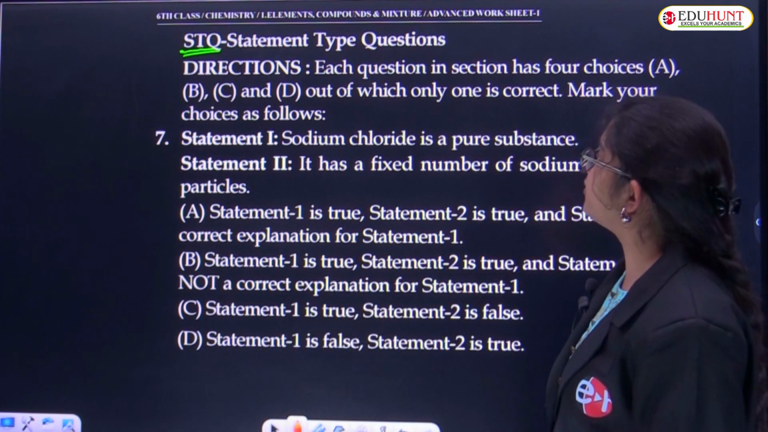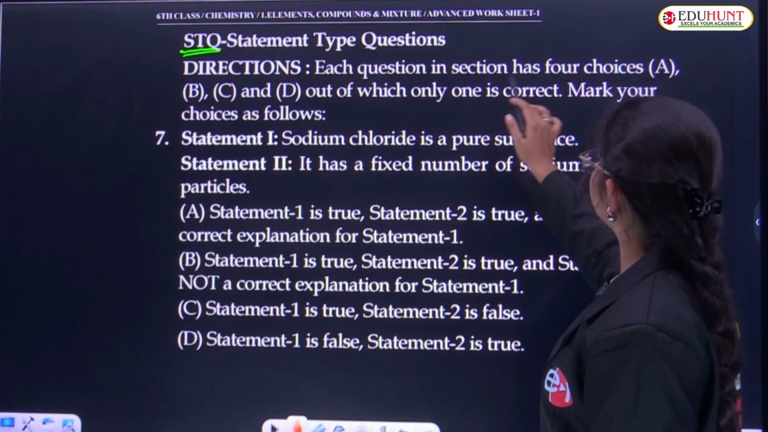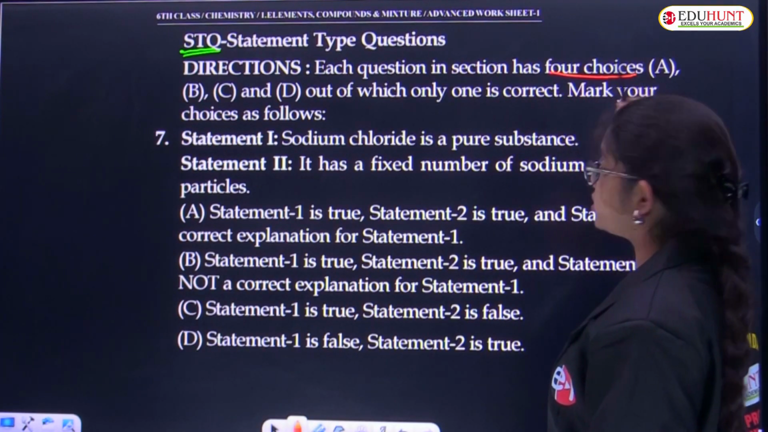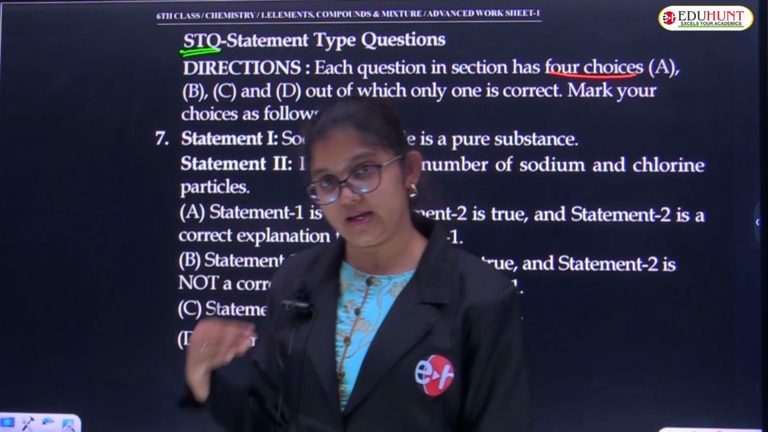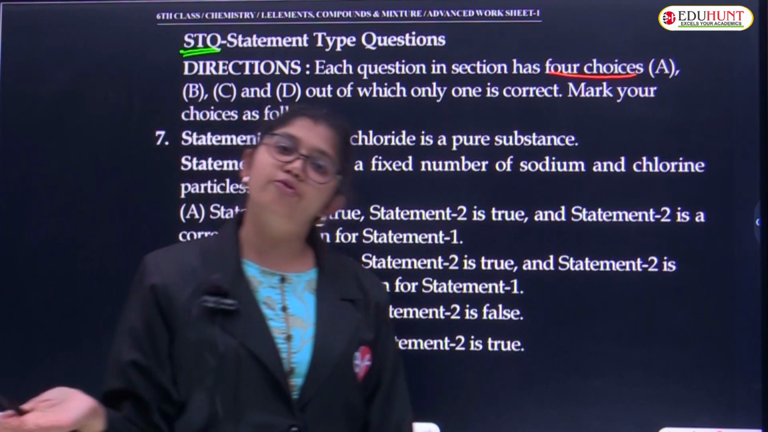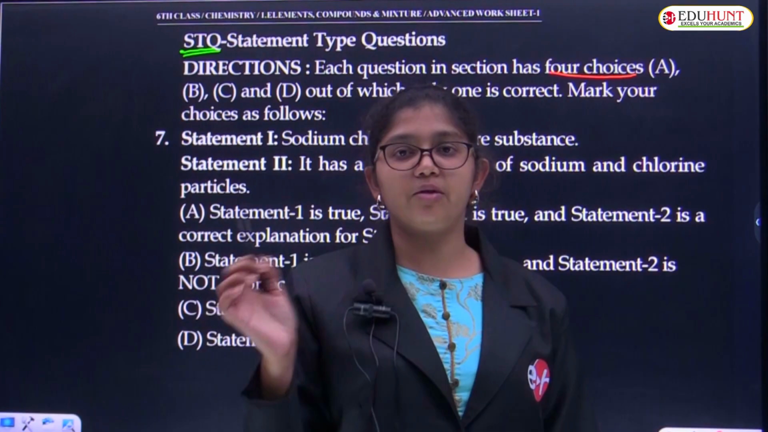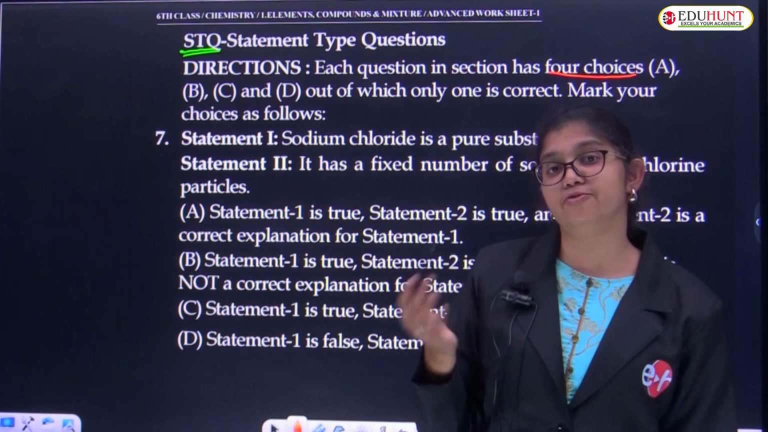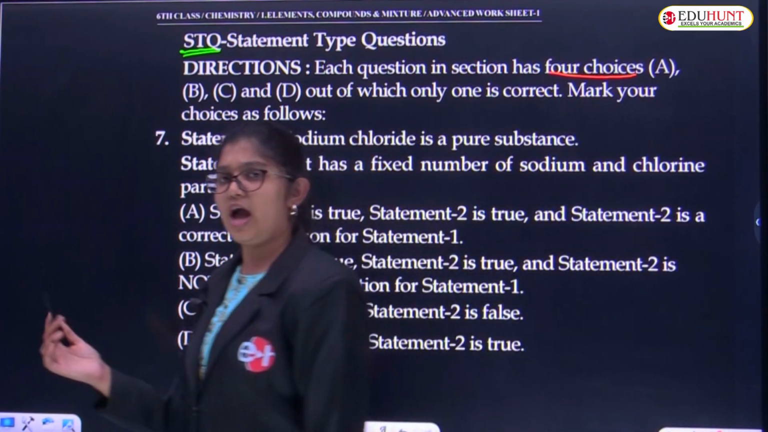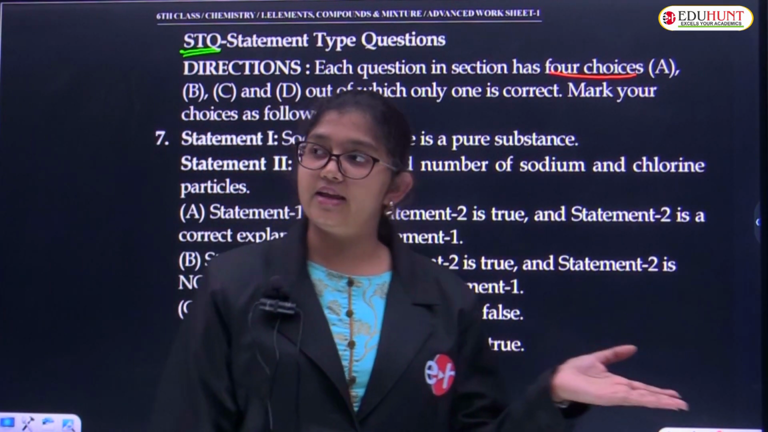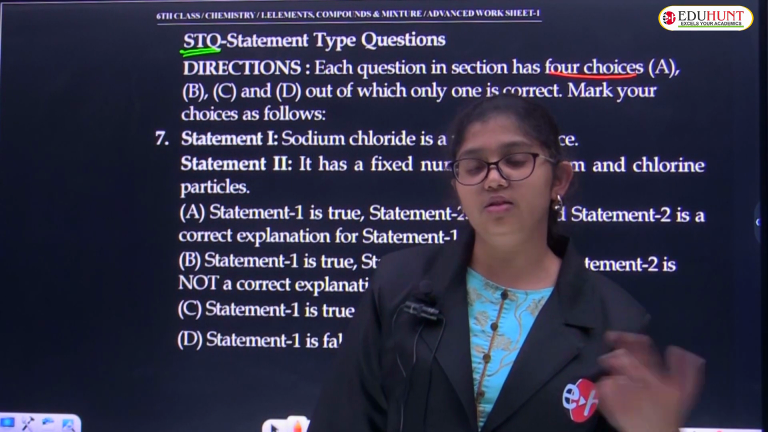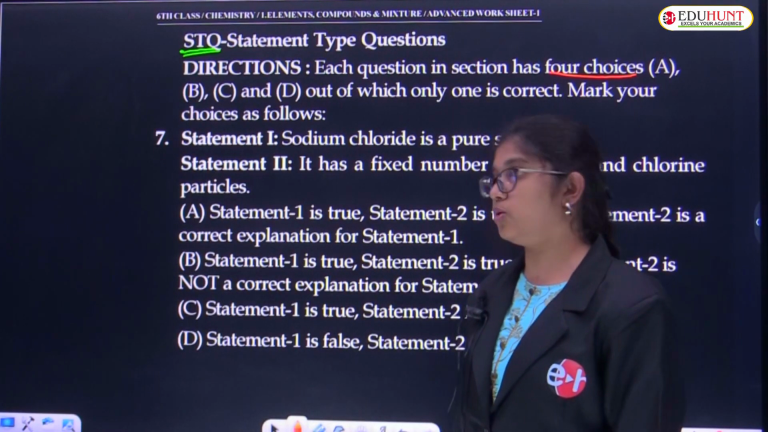For this question, there is a direction to be followed. Directions: each question in the section has 4 choices. How many choices, children? 4 choices. The paper pattern will be like that. You'll have single correct questions, multi-correct questions, and also matrix matching. You'll have all these things in the advanced model. We'll do all that, no problem.